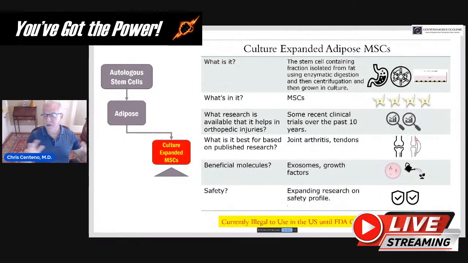You can also culture expand those adipose mesenchymal stem cells. So just like you could grow the bone marrow cells in culture, you can grow these in culture. And pretty much very similar to stromal vascular fraction, but you're just getting a lot more mesenchymal stem cells. And again, currently illegal for use in the United States. So make sure that you realize that.